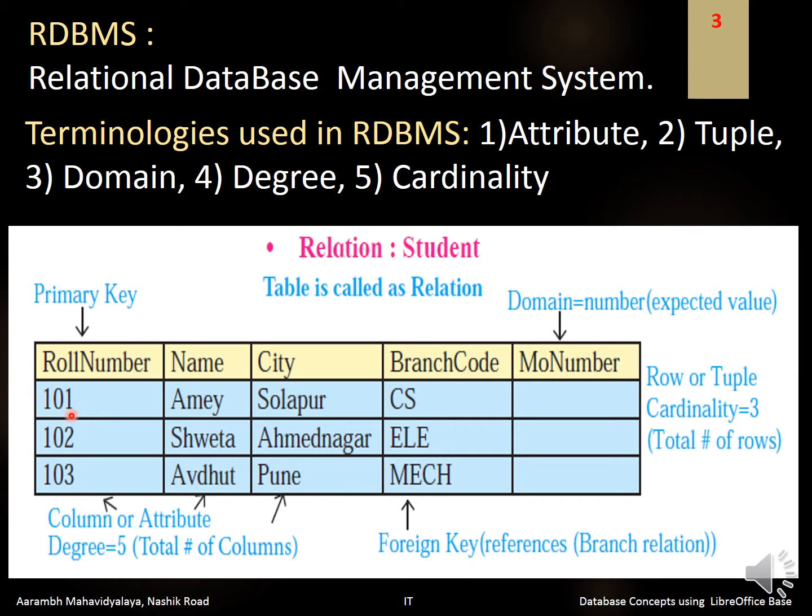Just like here, this roll number 101 has the name Amay and city Solapur with the branch CS, that is Computer Science. These things are related to each other, therefore it is known as the relational data model. Tables may also be related to other tables. Not only this data, but this single table can be related to another table, 1, 2, 3, 4 or multiple tables also, and therefore it is known as the relational model.